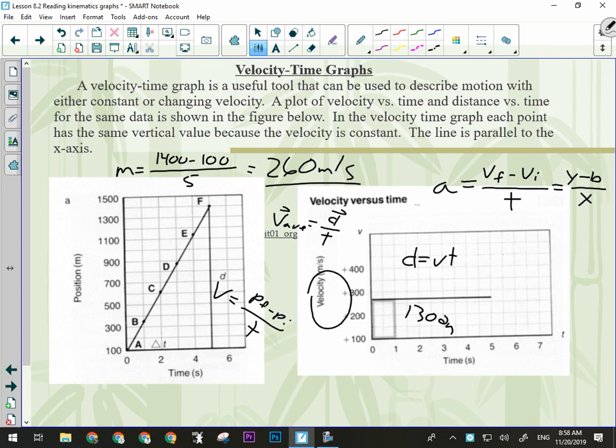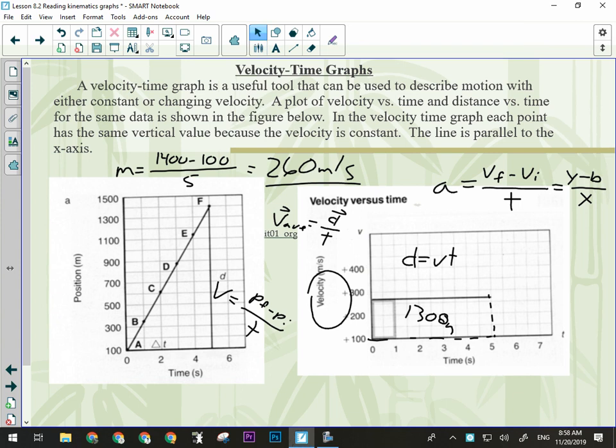Okay, everybody all right with that? I actually calculated displacement, but I took the height of this rectangle and multiplied it by the base of the rectangle. I really just calculated the area underneath the line on the graph. Agreed? Okay.